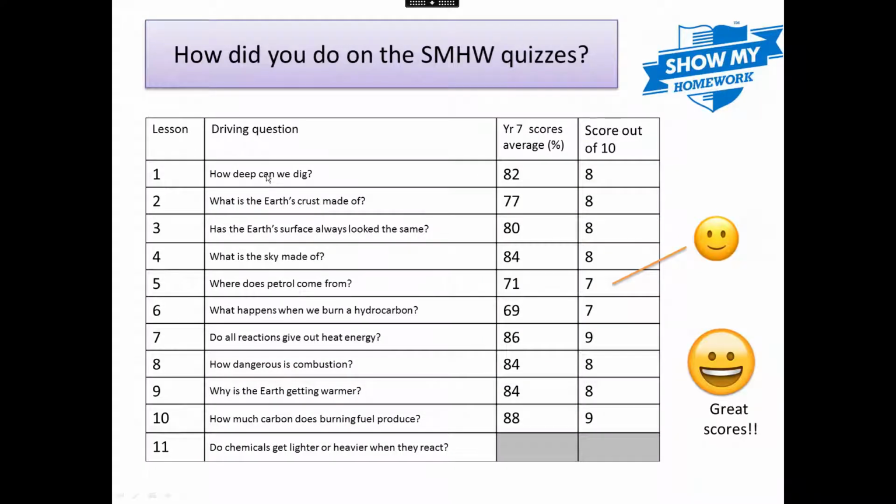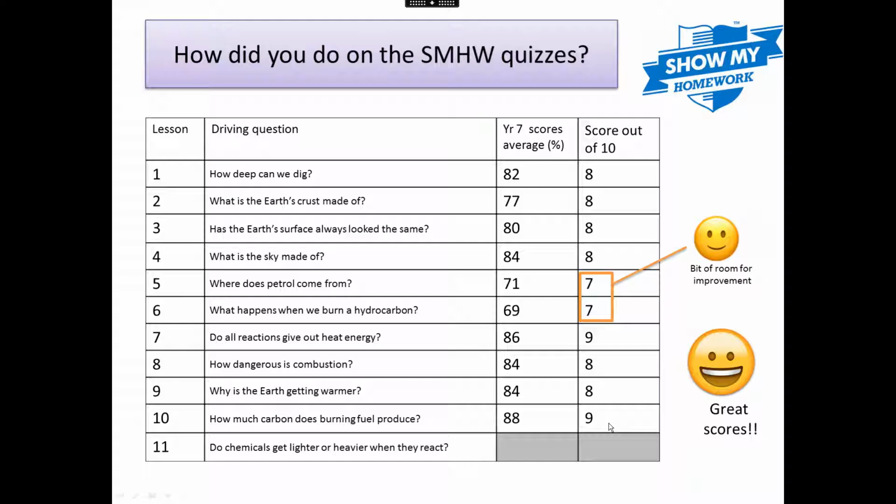Here are the driving questions for lessons 1 to 11. There's so much learning in this topic. You have worked really hard every lesson to keep your learning going at home in this difficult situation. And when you've been doing the Show My Homework quizzes, the average percentage for year 7 is here. And that translates into a score of around about 8 out of 10 for nearly every test. Lessons 7 and 10 were around the 9 out of 10 mark. And those are great scores.